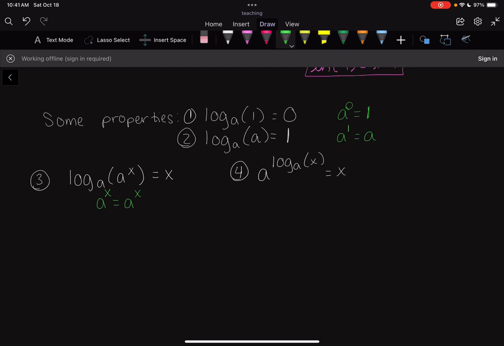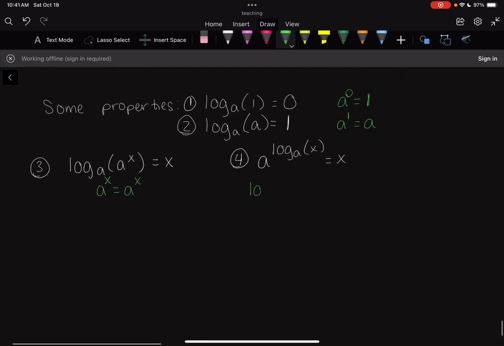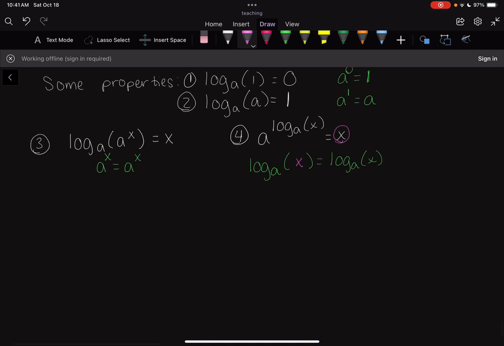Think about this. I'm going to write log. My base is a. Remember that logs are equal to exponents. Well, my exponent in this case is log base a of x. And then the number by itself always ends up in those parentheses. So see how these equal each other? That's how we know that this property is true. So that one might look a little confusing to you, but if we ever see something like this, that'll just equal x.